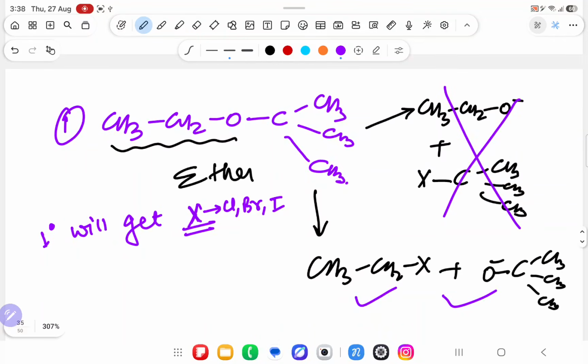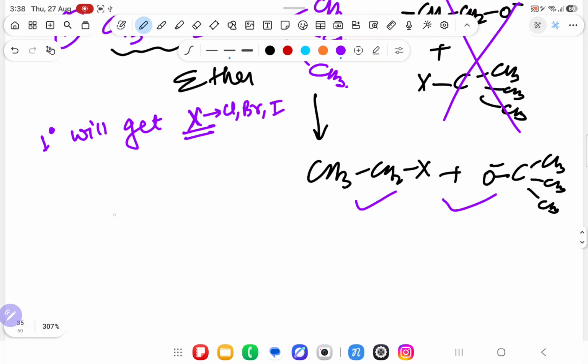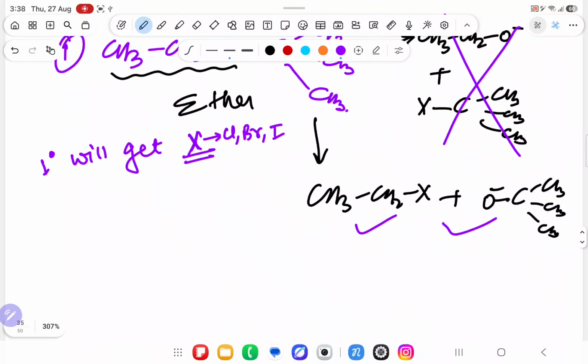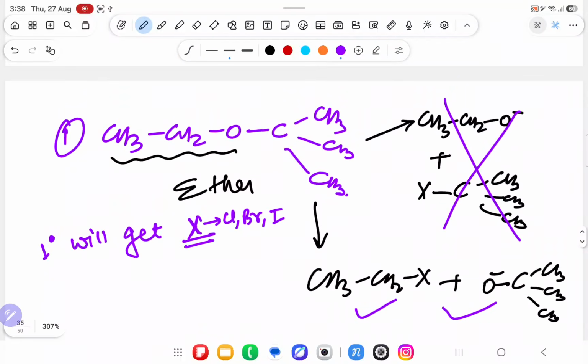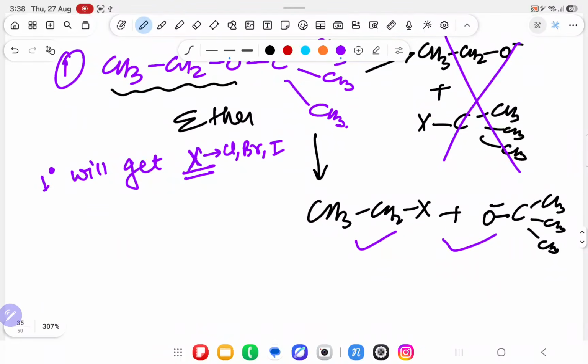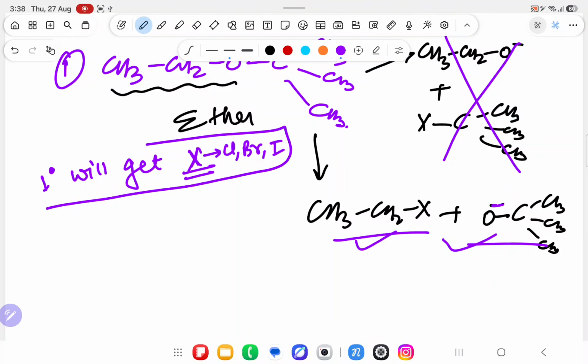And other than that, you will get Y. Suppose this question is there. Which one will get X? 1 degree will get X, 3 degree will get O minus. So this is the short trick: 1 degree will always get X, X, X.